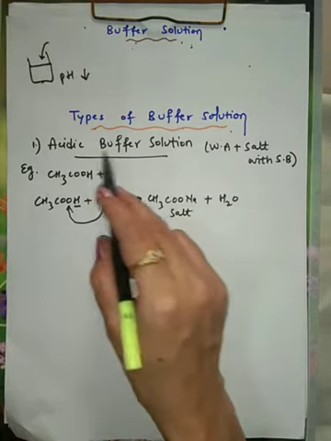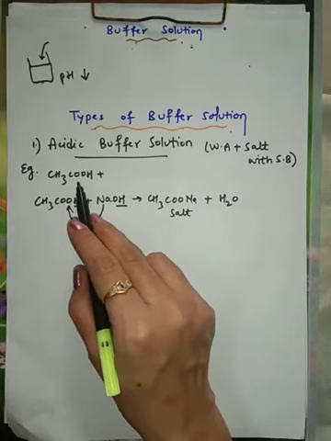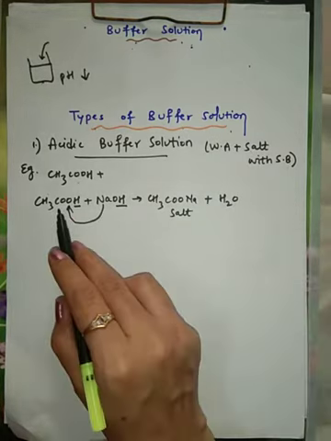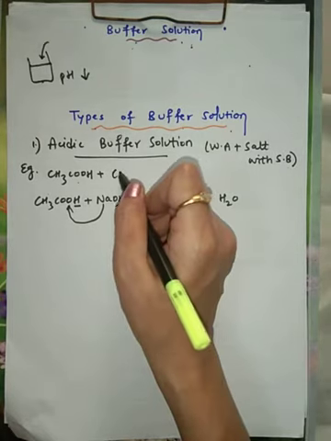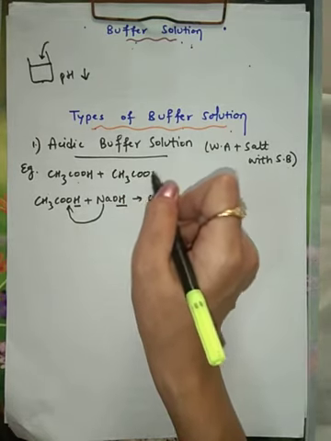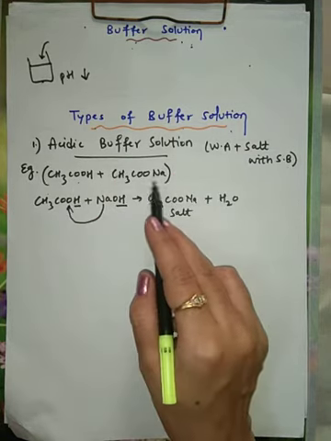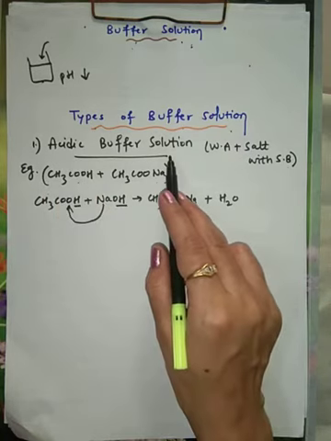We already said acidic buffer solution is what? Something which is made up of weak acid and its salt with a strong base. So this weak acid when reacts with the strong base, the salt formed is sodium acetate. So combination of acetic acid and sodium acetate is making acidic buffer solution.